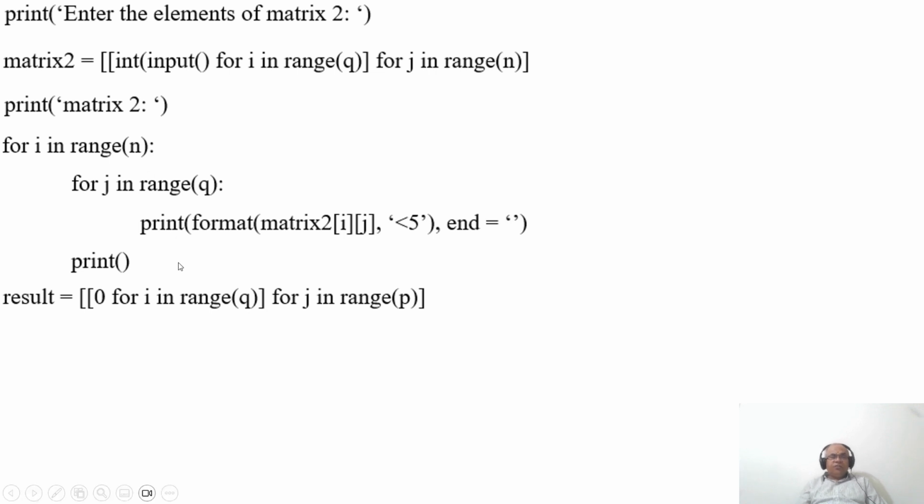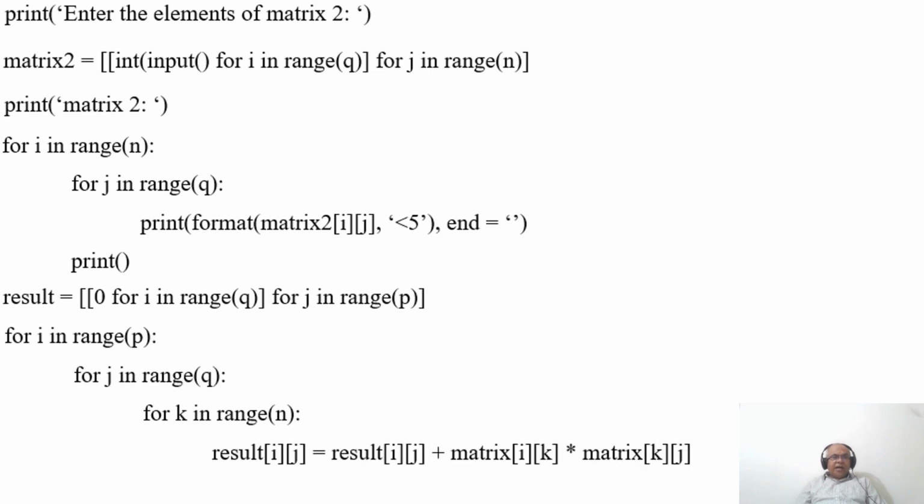So 0 for i in range q, because n into q for the second matrix, q is the column, therefore q will be getting here and p will be getting here. For ij in range p, n into p, because that is the row. Now for i in range p, for j in range q.